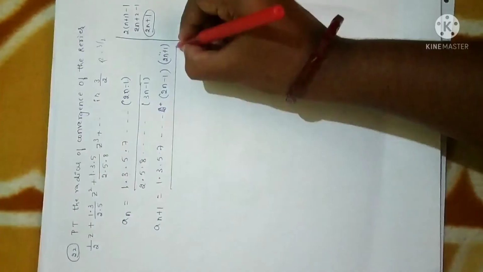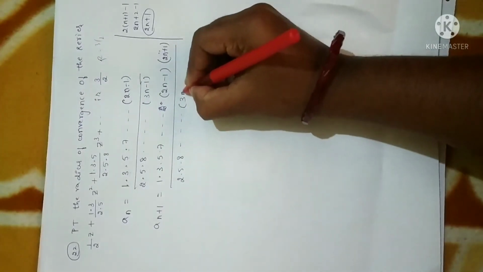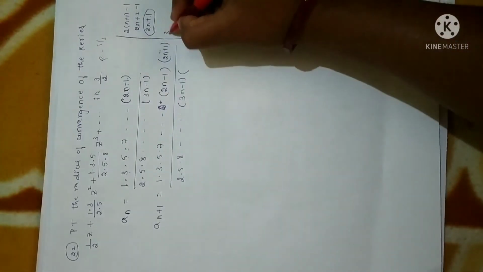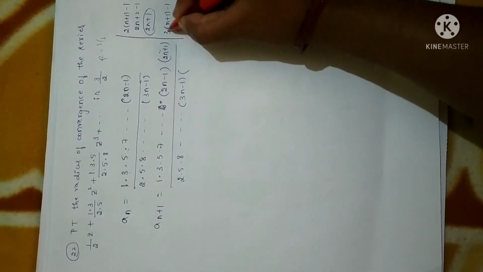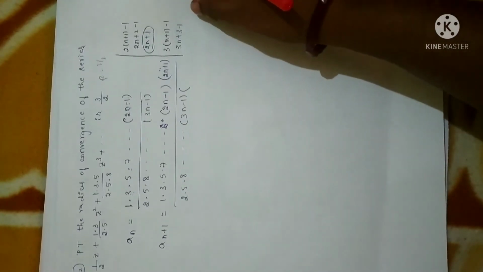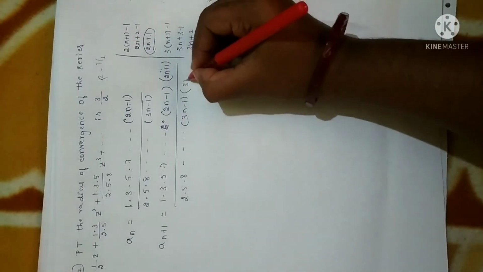Fine. Next, in the denominator 2, 5, 8, similarly, you will get the previous term 3n minus 1. Here 3n minus 1, right? n is replaced with n plus 1 minus 1, so 3n plus 3 minus 1. So 3n, 3 minus 1 is 2. So you will get 3n plus 2.